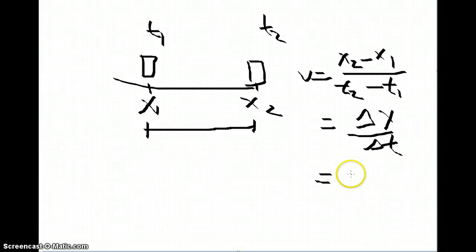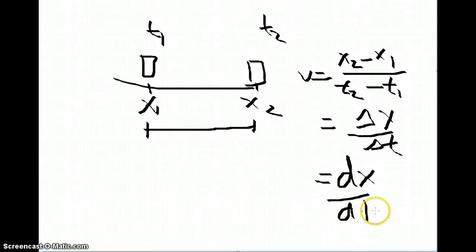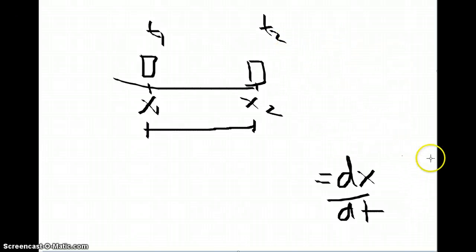Or if we want to use calculus, which will become very useful to us, we can say that velocity is equal to dx/dt, the infinitesimal change in distance over the infinitesimal change in time, which can describe exactly the velocity of any object. So that is the first thing perhaps that we can do with physics, just making up a description of the world and figuring out what we can do with it. We've already got something very useful.